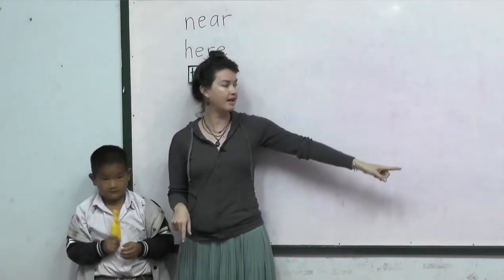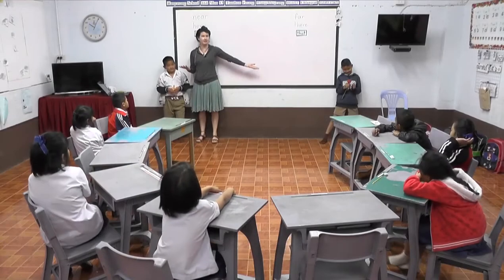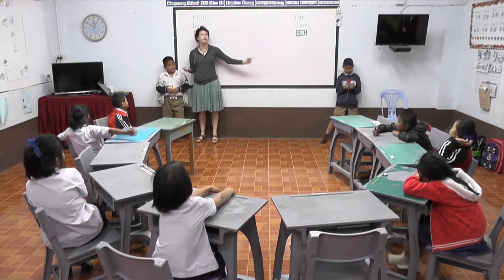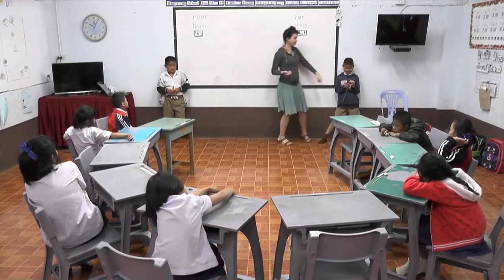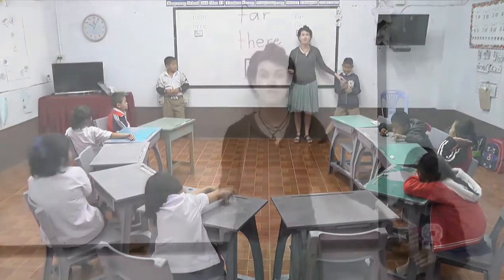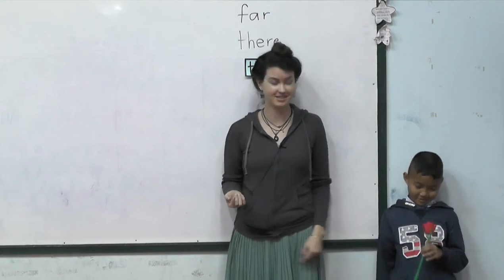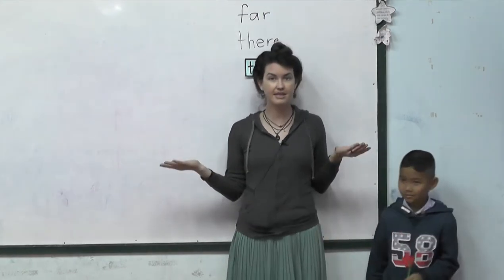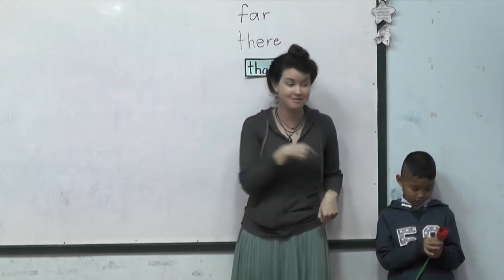And I'm going to say that flower. Why don't I say this flower? Far. Yeah, because it's far. What if I move over here? This flower. Why do I say this flower? It is near. Yeah, because I moved and now I'm near.